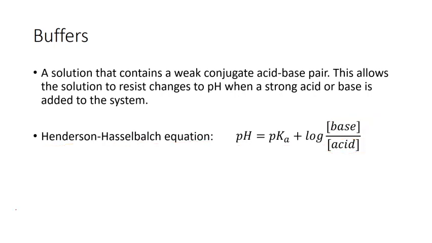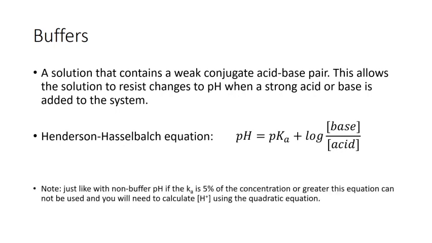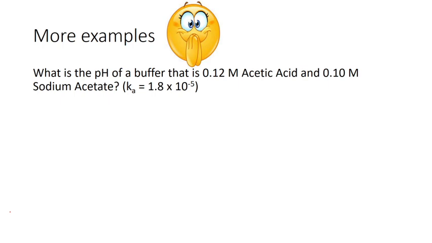And so that equation is going to be very helpful when we are looking at the pH of buffers. A quick note, just like with non-buffer pHs, like we talked about in our acid and base video, if the Ka is 5% of the concentration or greater, Hasselbalch cannot be used, and you will need to calculate the concentration of hydrogen using the quadratic equation.